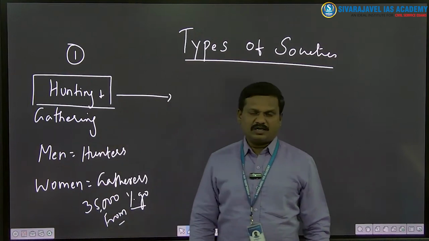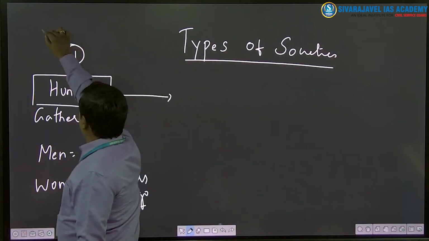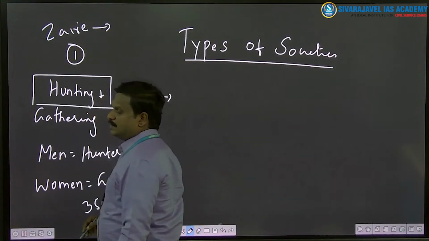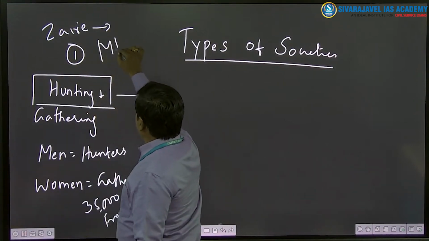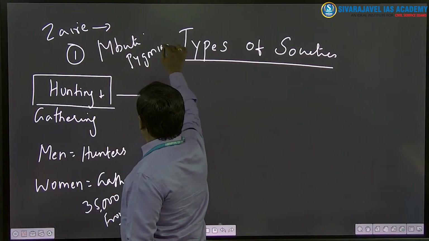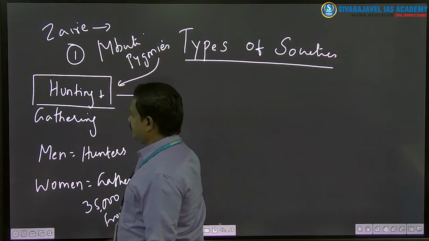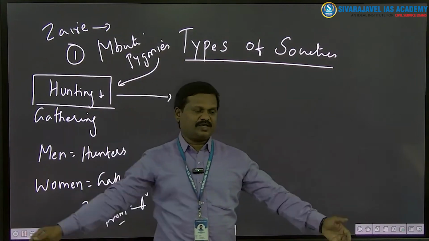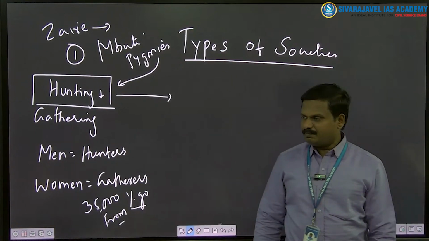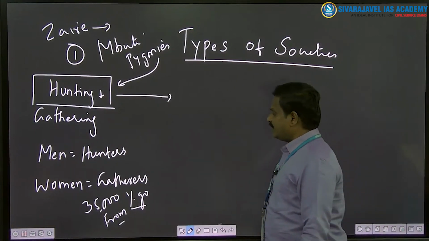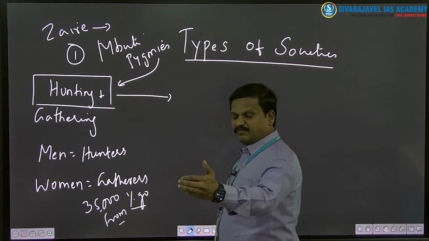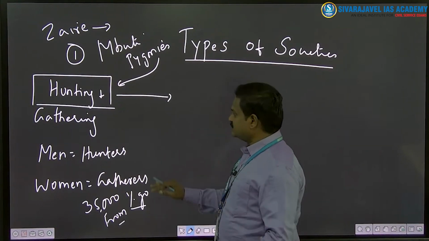If you go to an African country, Zaire, there is one community called the Mbuti Pygmies. They are still hunters and gatherers. So it is continuing even today in some places. The Mbuti Pygmies of Zaire are hunters and gatherers even now. So this society continues from 35,000 years ago.